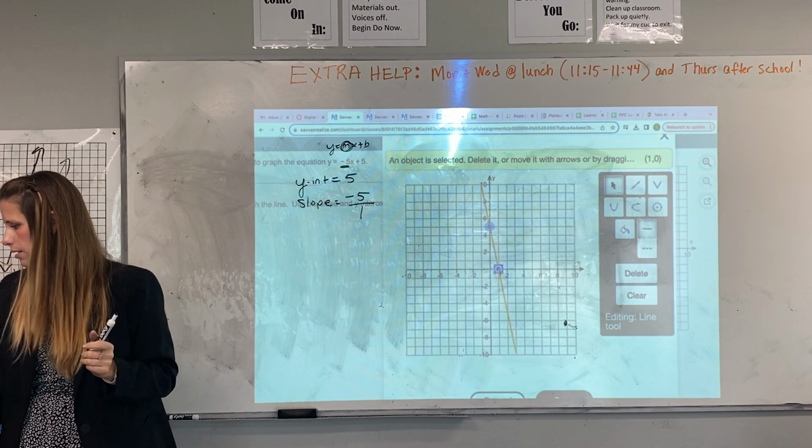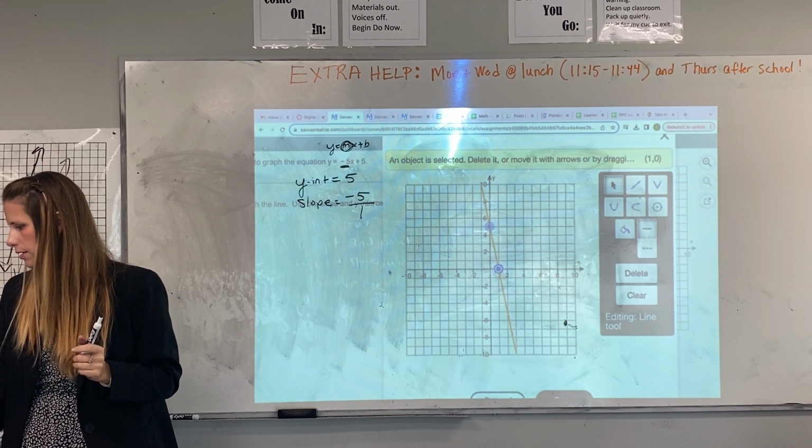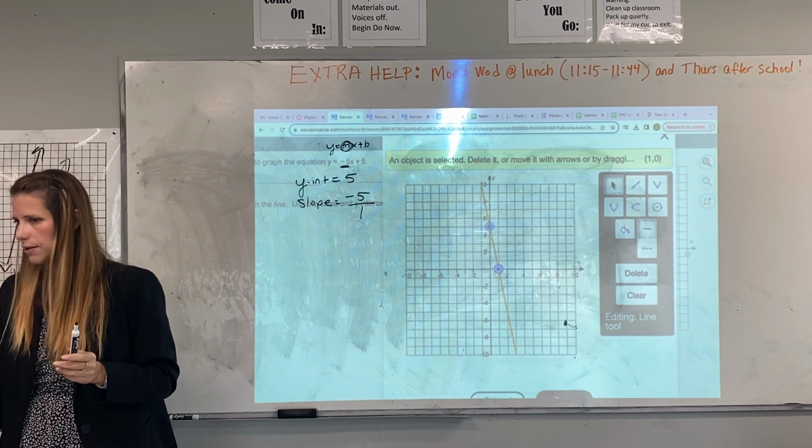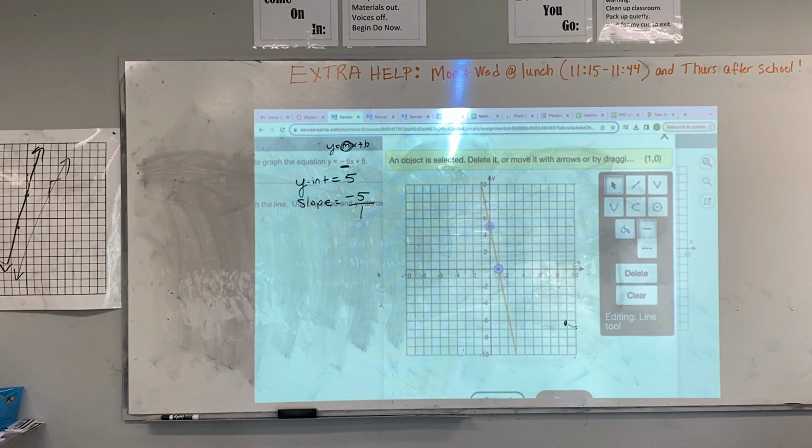Yeah, but with my 4, it's 4 minus 5. So I'll just go with the 4 negative. Would the y-intercept be negative? Absolutely. Yeah, you take the sign of whatever it is.